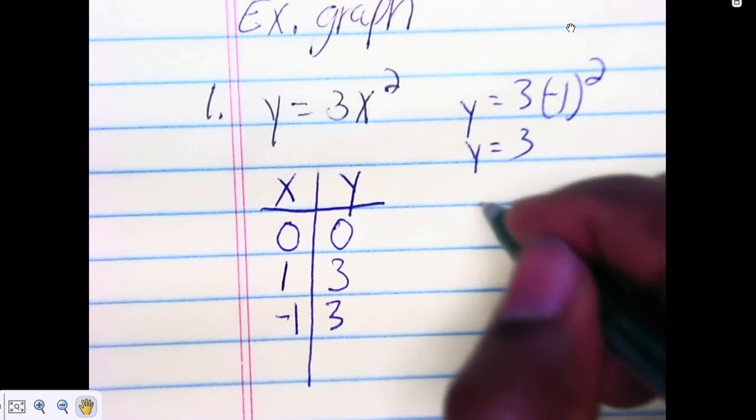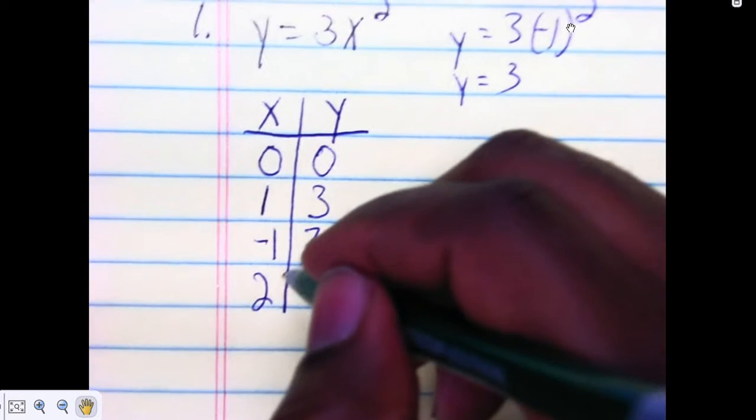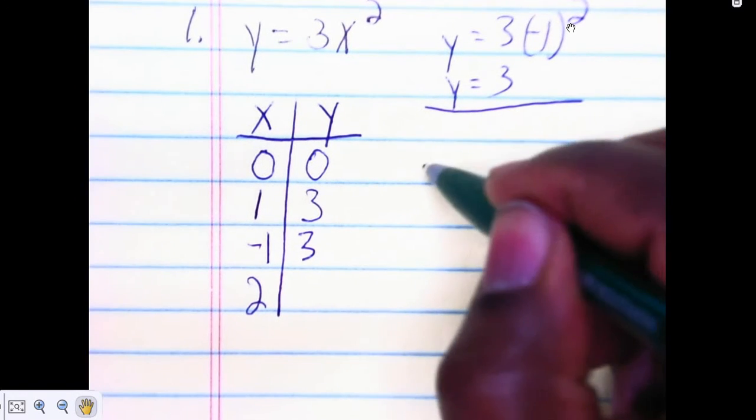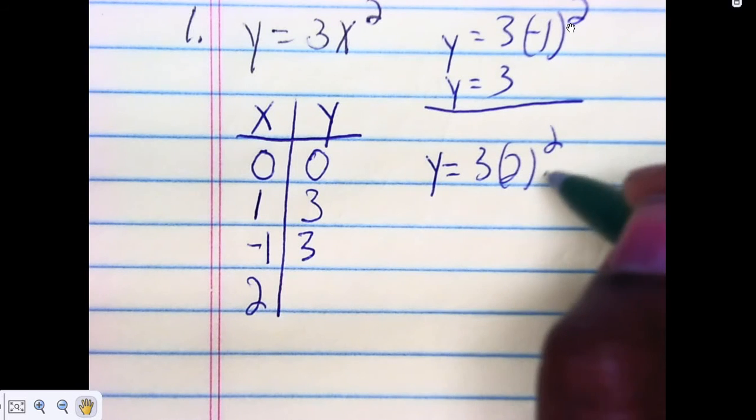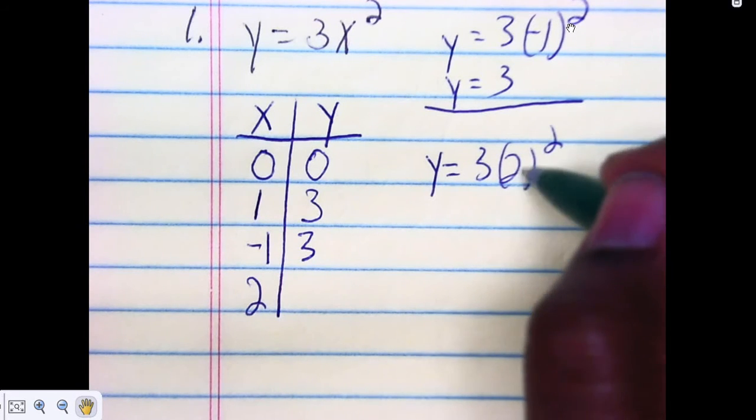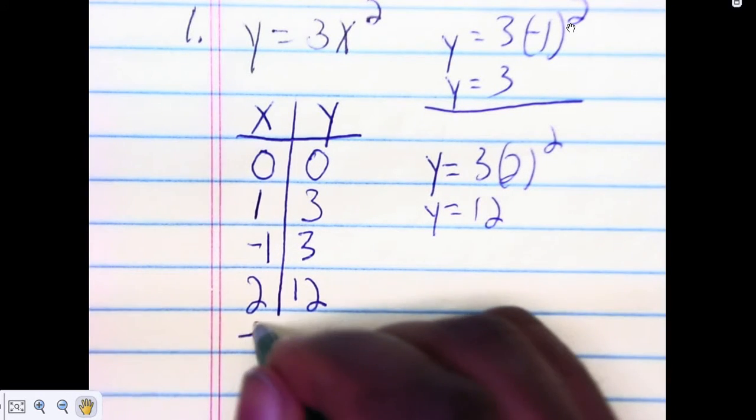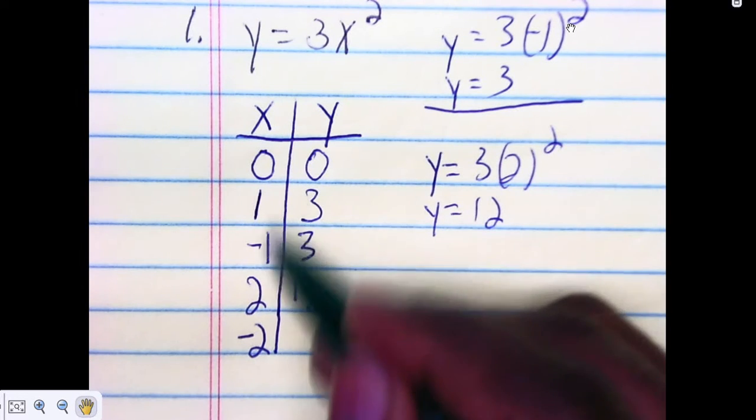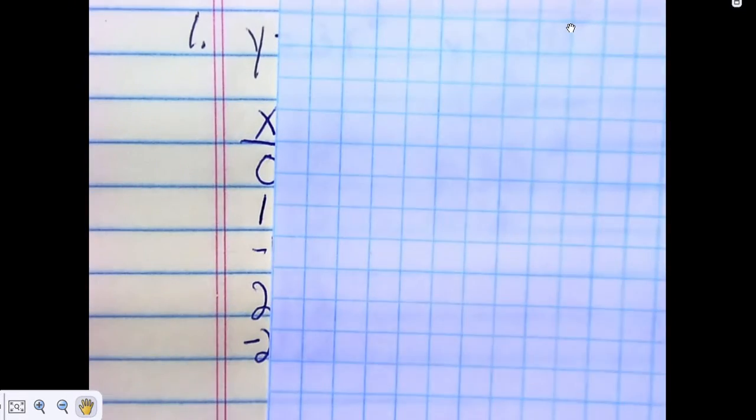What about if I put 2 in for X? Well, in that case, you'll have Y equals 3 times 2 squared. 2 squared is 4, and 4 times 3 is 12, so Y equals 12. Let me ask you this, what do you think I'm going to get when I put -2 in there? Based on what you see up here, I should get the same thing, positive 12. Now that should be enough for us to go graph those points right there. And so let's do that. Let's graph those points.